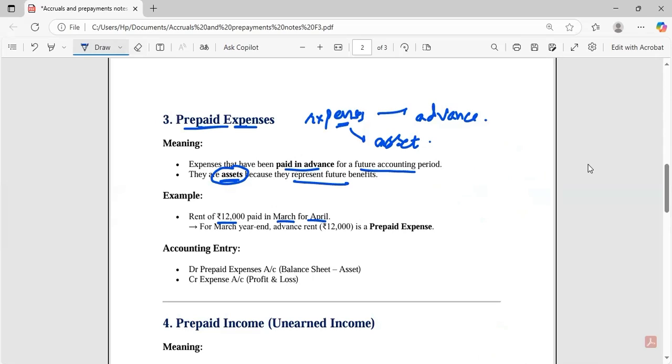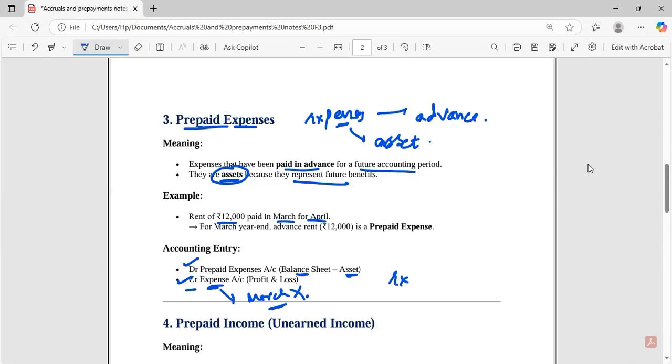So we will debit prepaid expenses because it is an asset and it will go into the balance sheet, and we will credit expenses. Why did we credit expenses? We credited expenses because we removed the effect. This expense was not related to the month of March, right? So we should not record it in the month of March, right? So that's why I credited here.